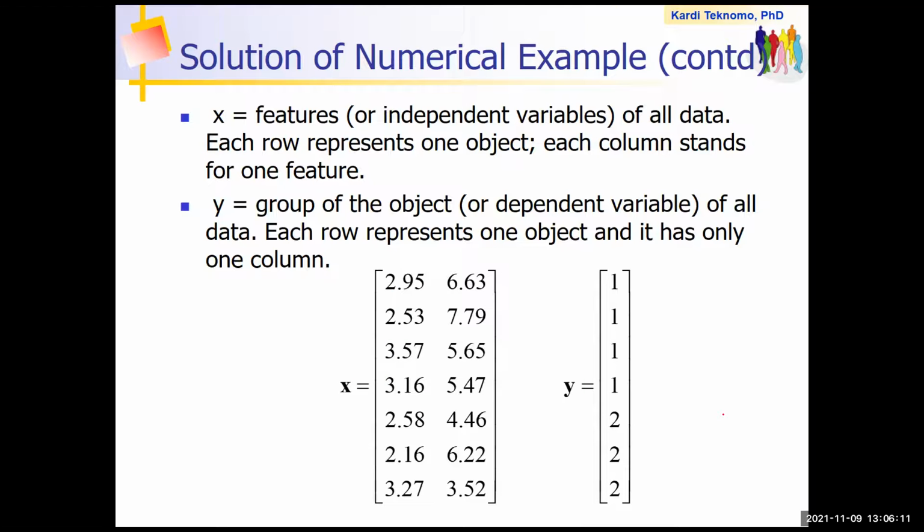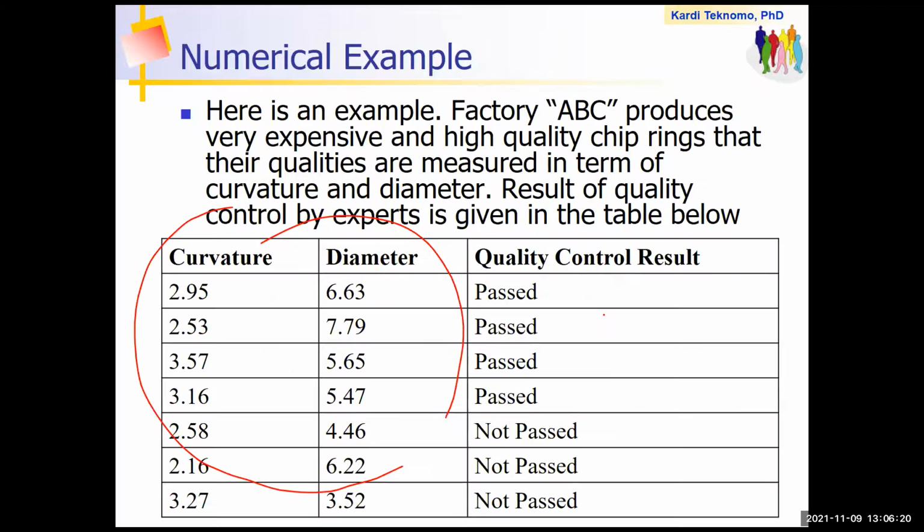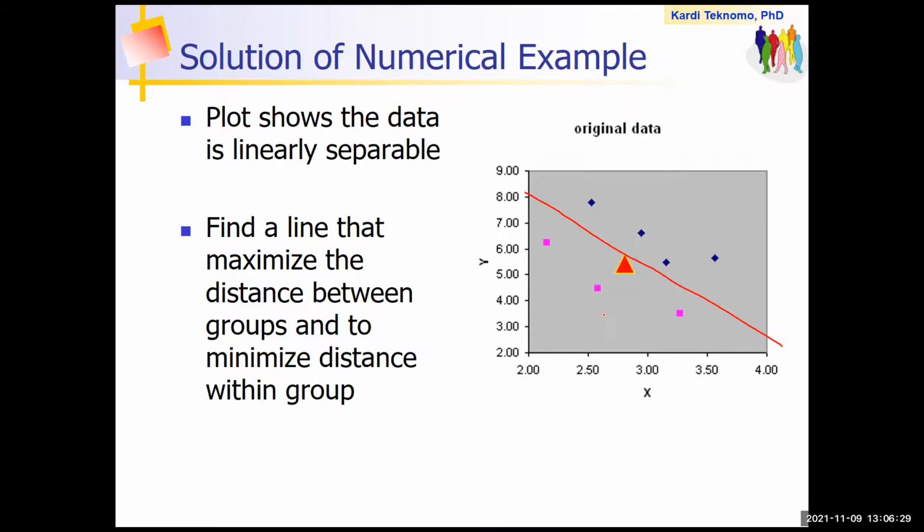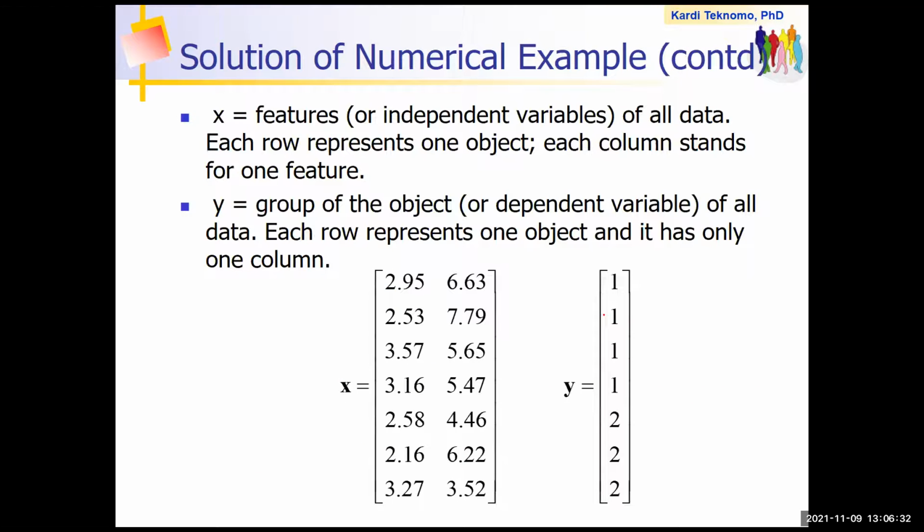Now we do the example manually. What will you do? You will create that from the table above. You copy it and put it into a matrix and vector, pass and not pass. For example, pass is 1, not pass is 2. So up to here, from the data a while ago, you can create X and Y. Is it? Yes.